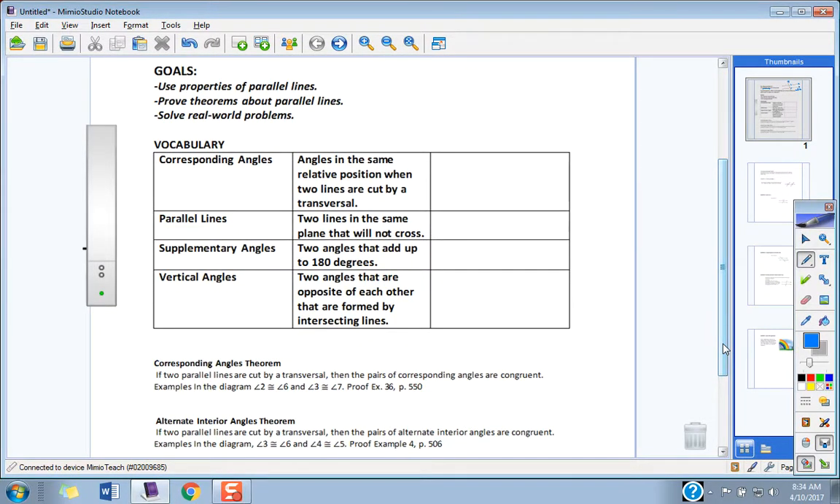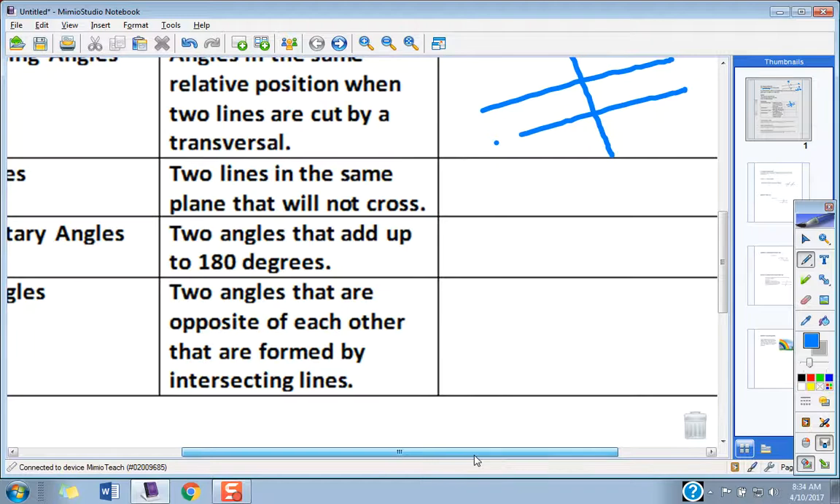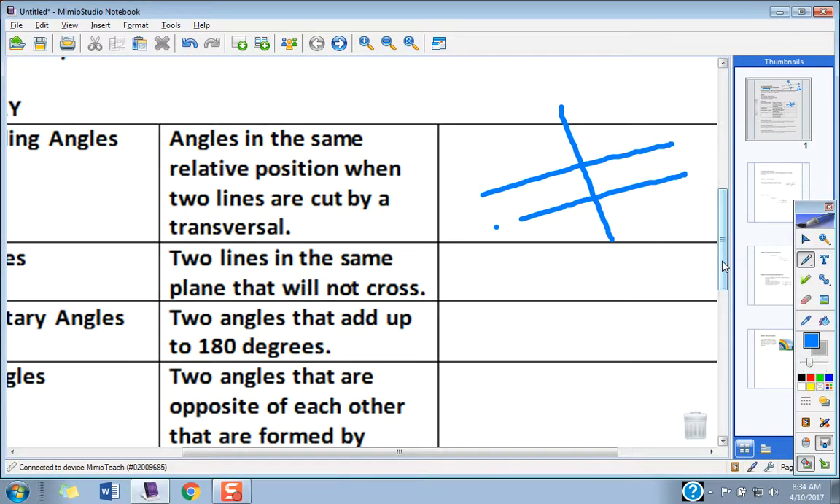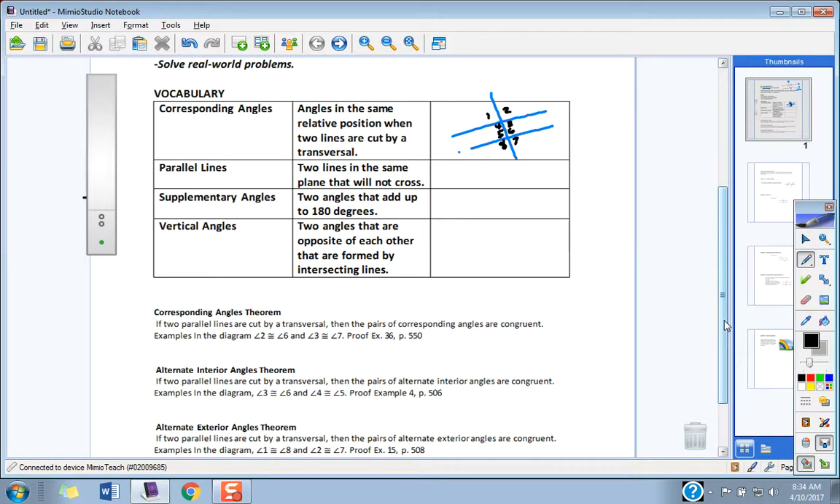First vocab word that we need to make sure we understand: corresponding angles. I think we remember this. I'm going to put a diagram up here. If I cut this by a transversal, and then put some angle measures in here. Somebody give me a pair of corresponding angles right here. That's two lines that are cut by a transversal. What's one pair of corresponding angles?